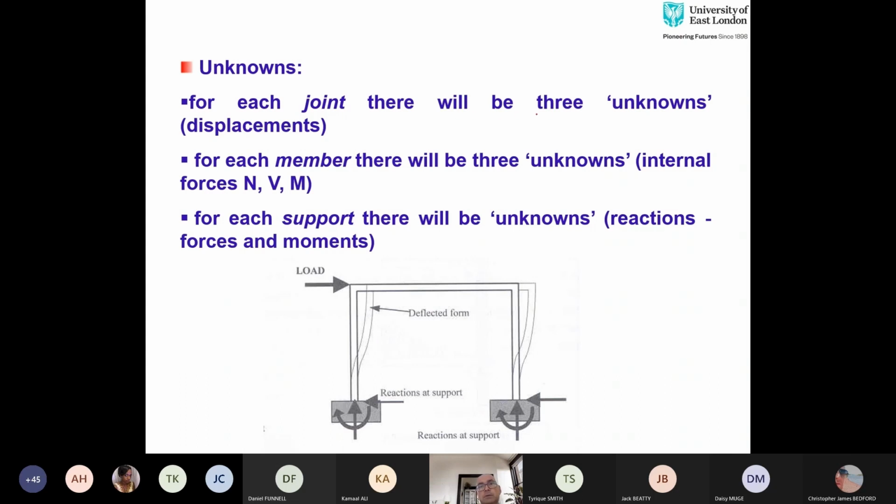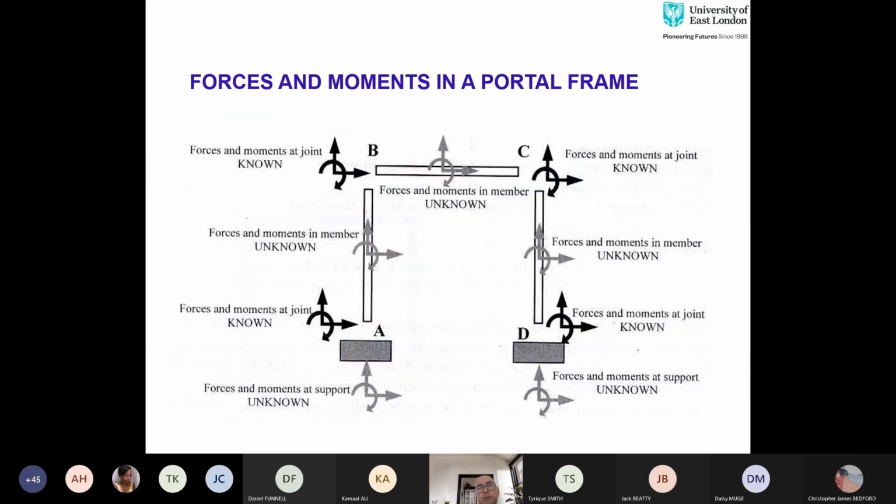For each joint, there will be 3 unknowns. You know that for a fixed support, there are 3 unknowns, aren't there? So there are 3 reactions. For each member, there will be 3 unknowns. So members will have 3 internal forces as well: N, V, and M. We can say that for a portal frame or a fixed jointed frame, members will have 3 forces.